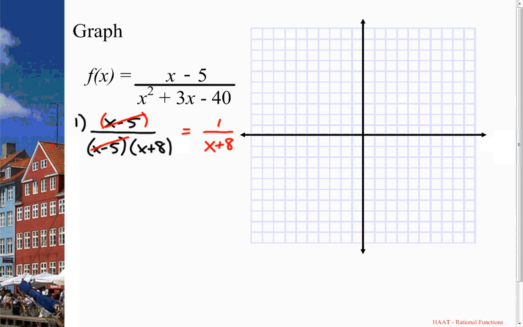However, remember with the domain issue, we would say, okay, x cannot equal 5 and x cannot equal negative 8. The difference here, however, is that this one is the removable one. Why? Because guess what? We removed it. So that's our removable discontinuity.